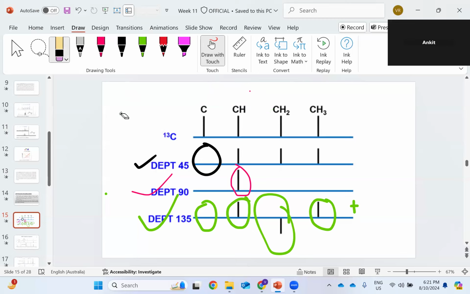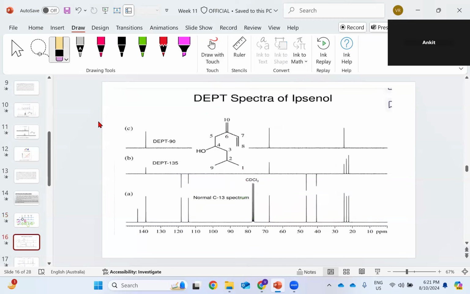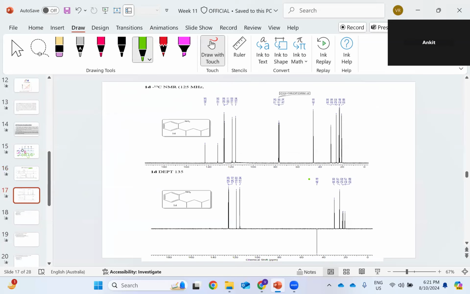So let's take the example of one of the molecules. This is one of the very prominent examples often shown to explain the use of the DEPT experiment. So we have the carbon spectra. Here is the carbon 13 spectra.